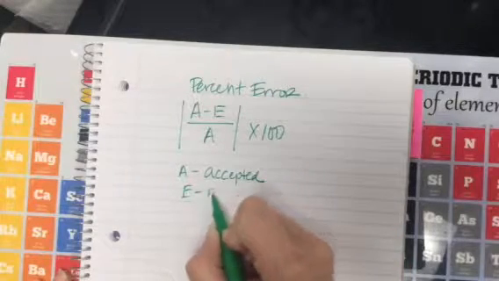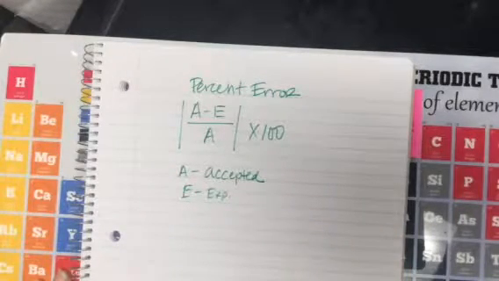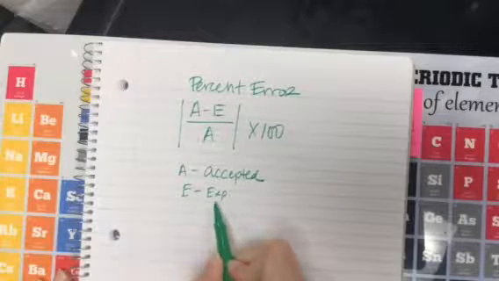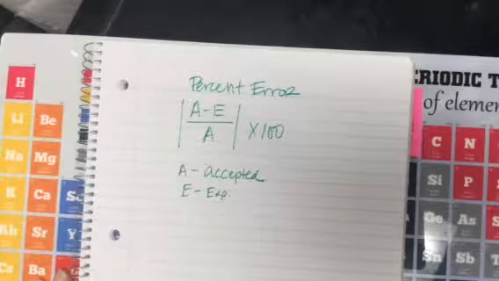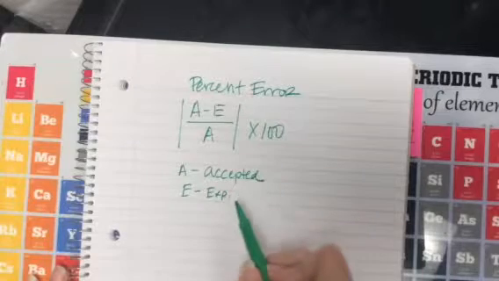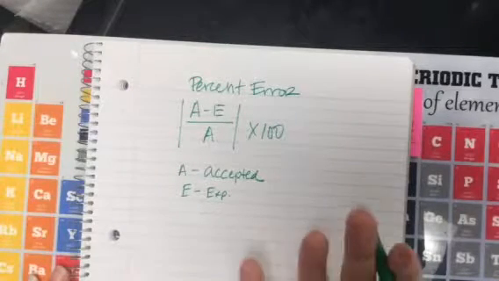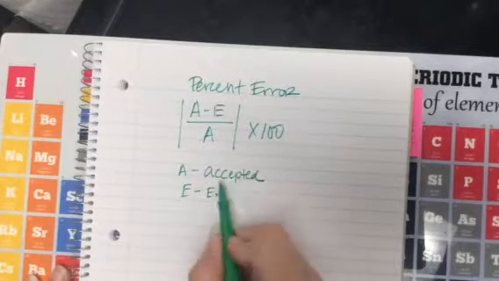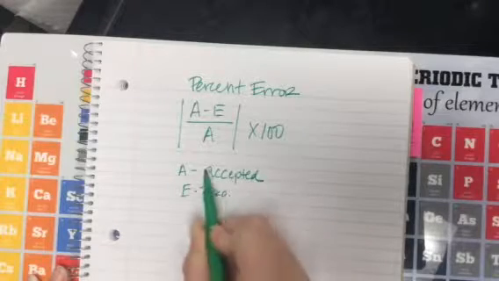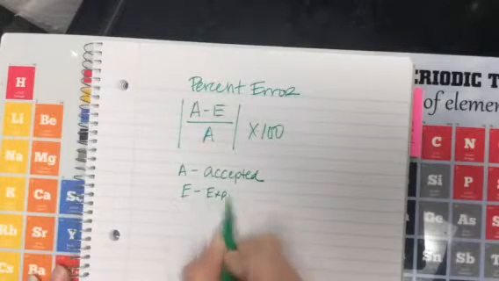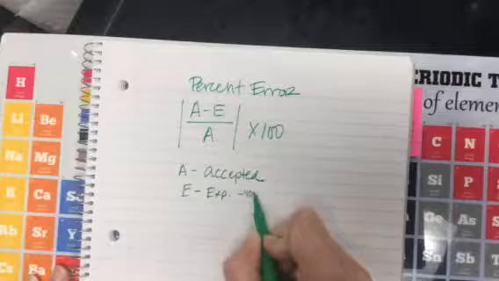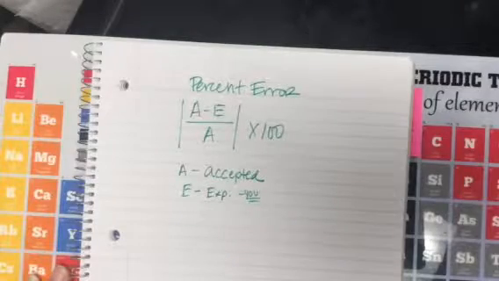The E is the experimental. For your experimental value, that's the data that you actually pull from the lab. So if you go through a lab and you actually get an experimental value of 2.6 grams per centimeter cubed for the density of water, you're going to have a lot of error in that lab. So the accepted is what everybody said you should get for an answer. Experimental is what you actually get in the lab.